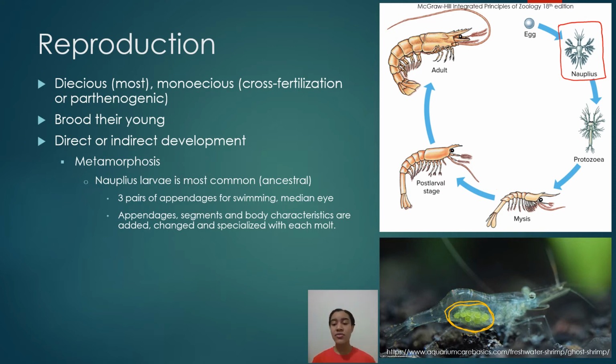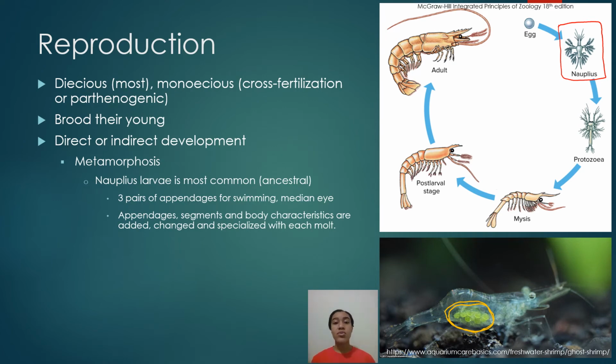And the nauplius larvae have 3 pairs of appendages for swimming and a medial eye. You can't really see it very well in this picture because it's kind of small, but in a couple of slides you'll see a blown up picture of what an actual nauplius larva looks like, and you can better see these characteristics.